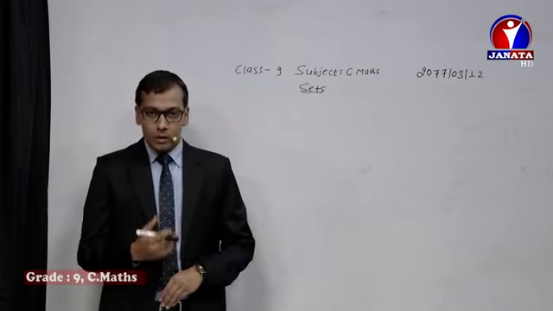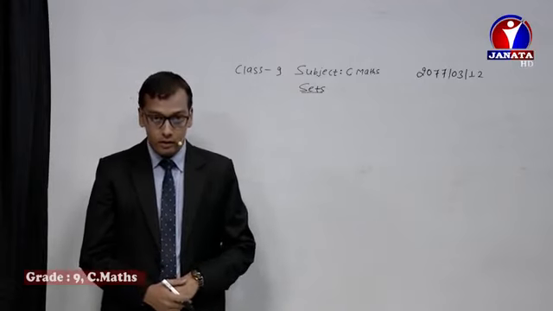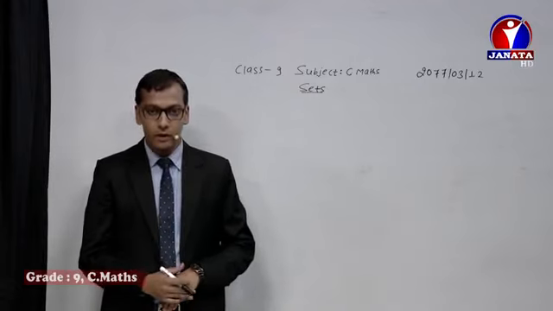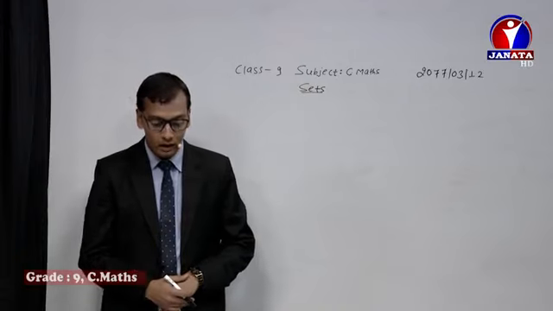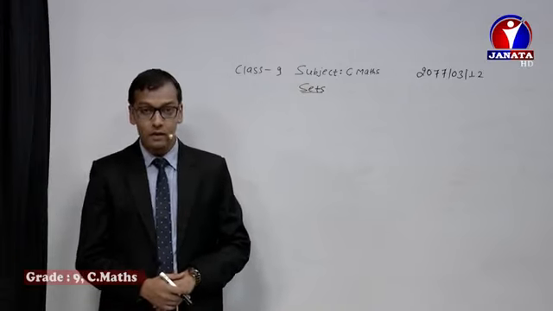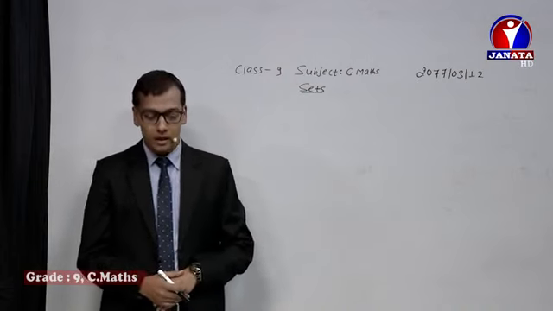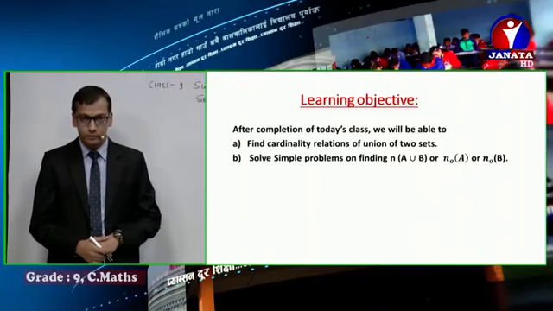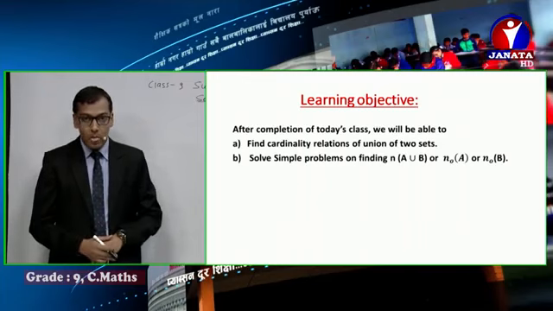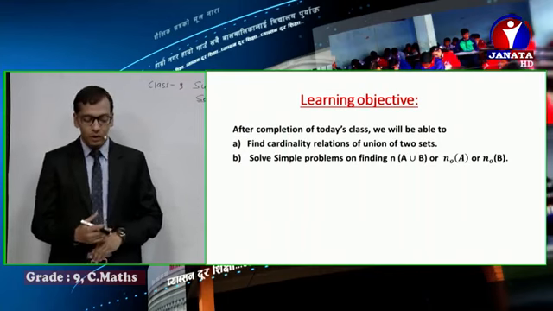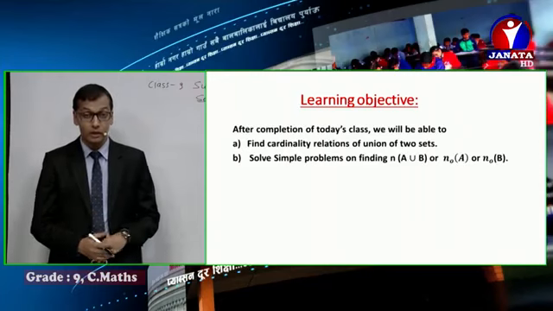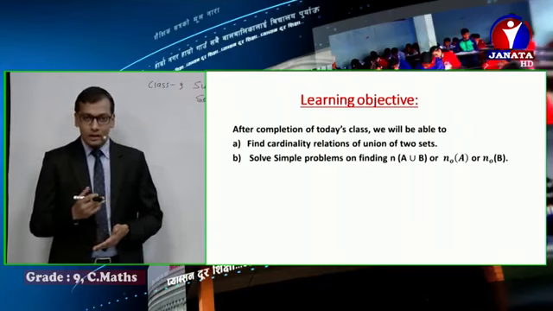So today, let me talk about today's objective at the beginning of class and then we will move ahead. After completion of today's class, we will be able to find the cardinality relation of the union of two sets. And if I get time, I will try to solve simple word problems on finding n of A union B, and only A and only B. So let me start now.